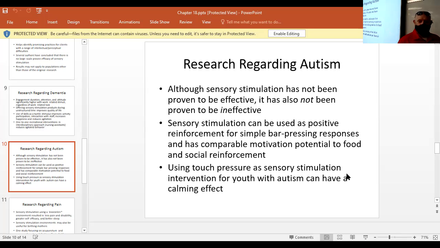Using touch pressure as sensory stimulation, now we're talking about autism, as a sensory stimulation intervention for youth with autism can have a calming effect. That goes right down to what, remember me talking about the little cocoon thing that squeezes them? That's what we're talking about here. Very, very calming for individuals with autism. That cocoon squeeze, they love that deep pressure feeling.